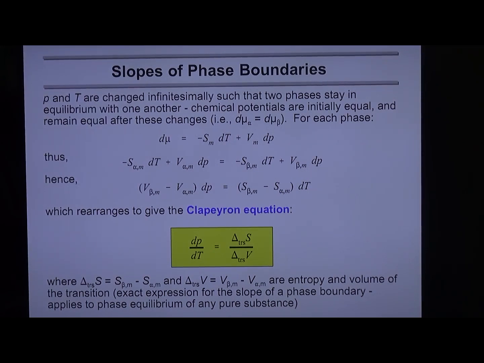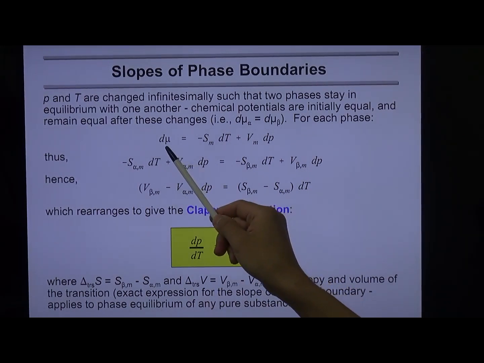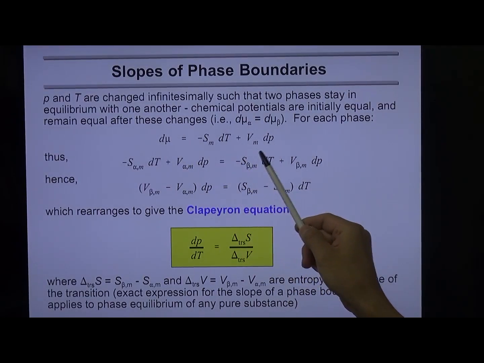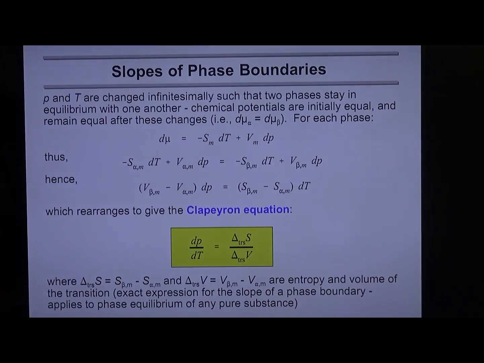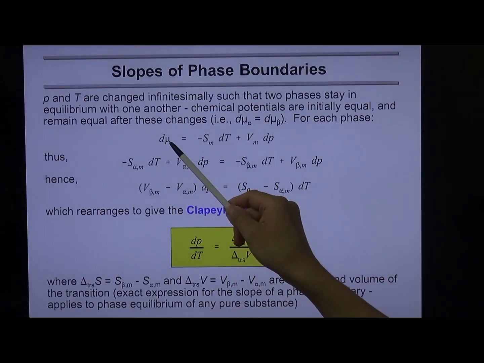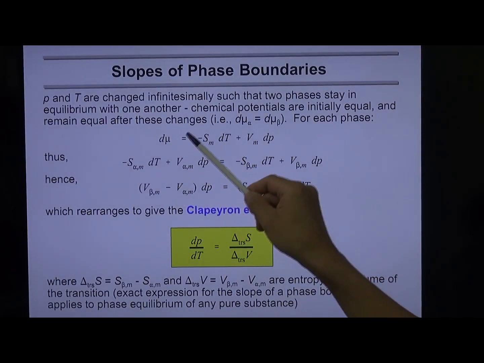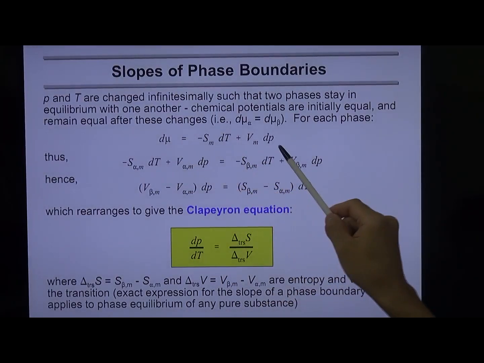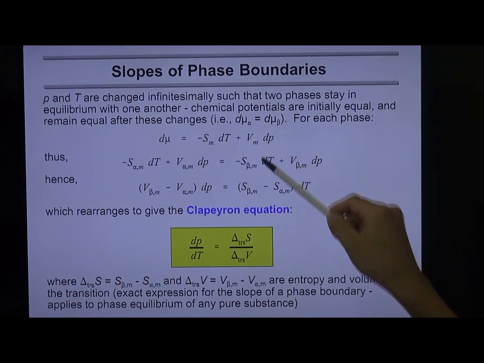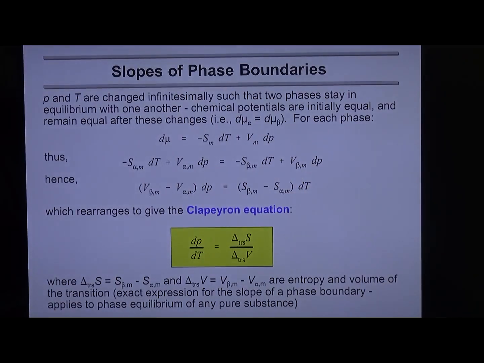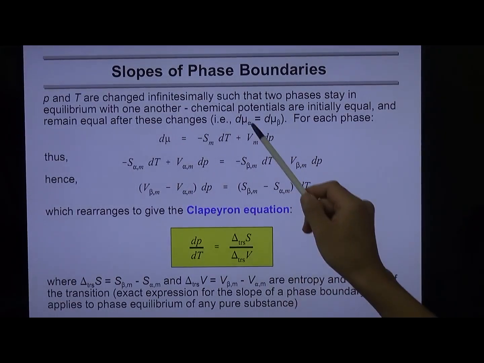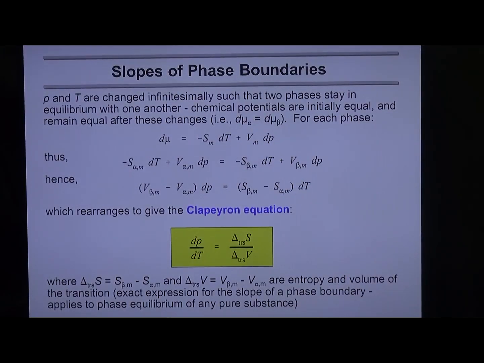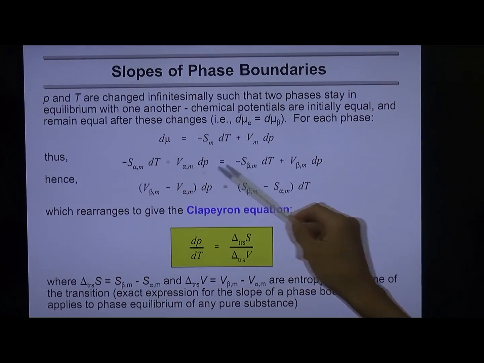Okay? And d mu can be represented as minus Sm dT plus Vm dP. Okay, we already have seen it, right? Chemical potential change as a function of temperature corresponds to minus S, minus molar entropy. Chemical potential change as a function of pressure corresponds to molar volume. Since chemical potential change for two different phases are same, this should be same as this.